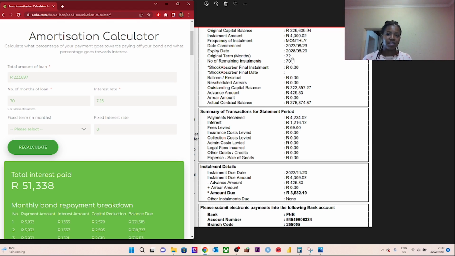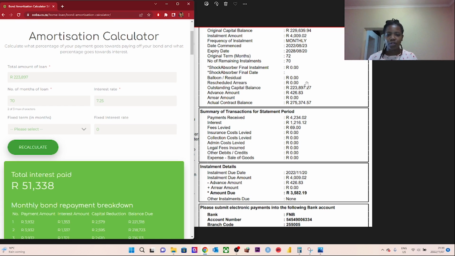So just be mindful of that, that if you do move finance houses, you pay that initial fee of about 1.4, if I'm not mistaken, and then it resets to either 72, 60, 48 months, whatever your agreement is with the bank. But please let me know if there are any questions.